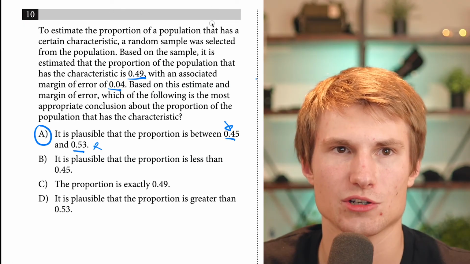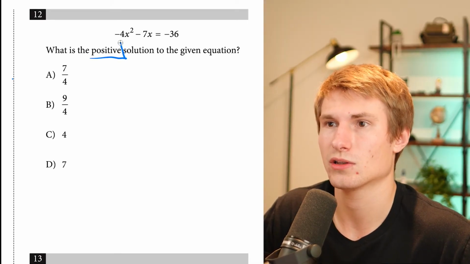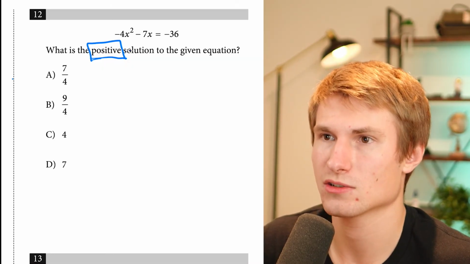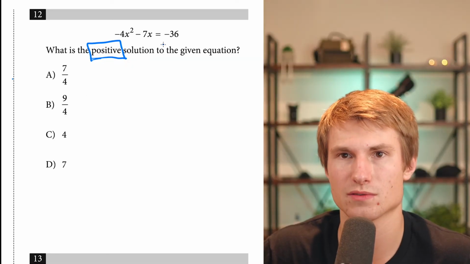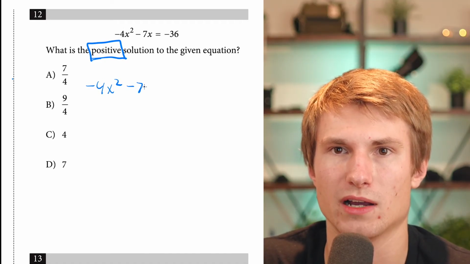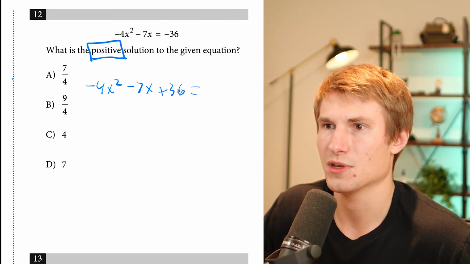Okay, so here's question number 12. We got, what is the positive solution to the given equation? I think I might have said this earlier, but you always want to pay attention to what you're asked to answer with, in terms of if it's a positive solution or negative solution. In this case, positive solution. So I'm going to go ahead and get this all set equal to 0. So I'll have negative 4x squared minus 7x plus 36 is equal to 0. From here, I'd look to factor.